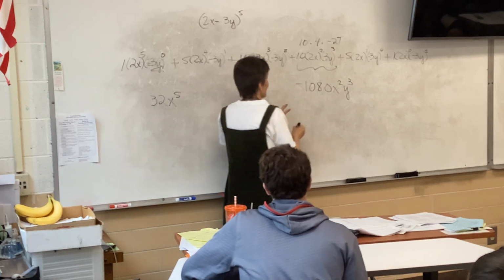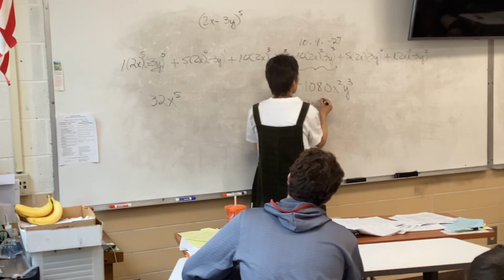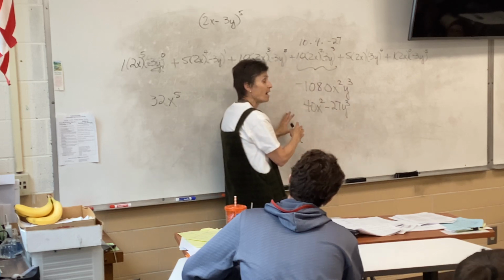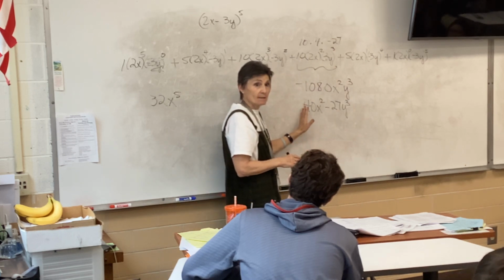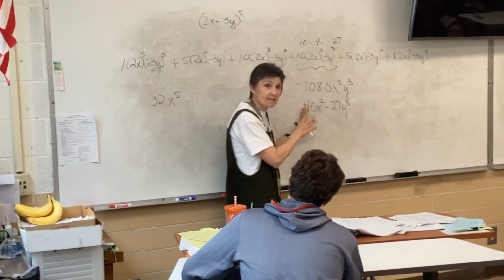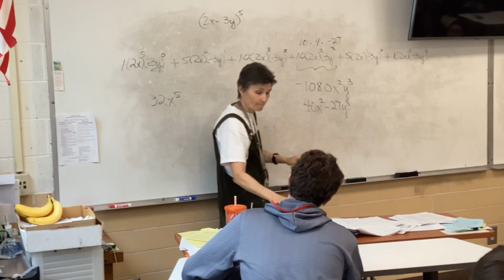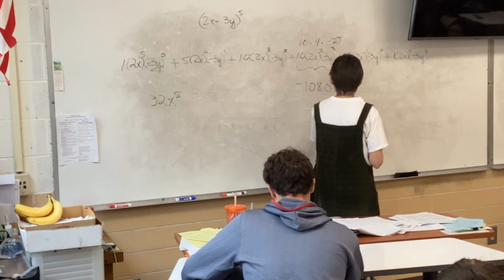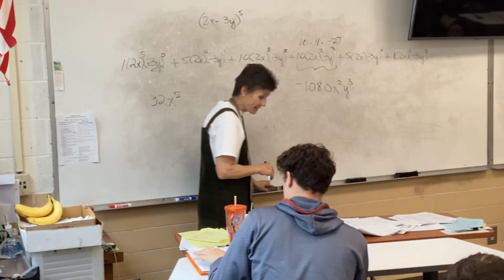If you write 40x squared minus 27y cubed, which I see all the time, it's wrong. This is not a subtraction, this is a multiplication. So you will have to do that with each term. Simplify each term in that exact same way.